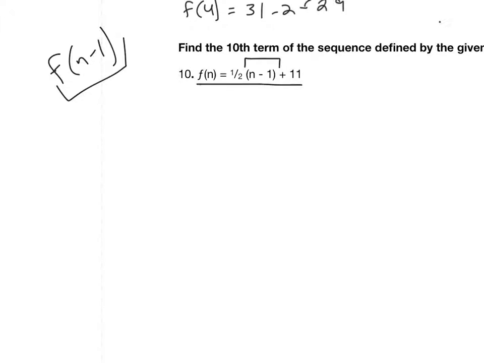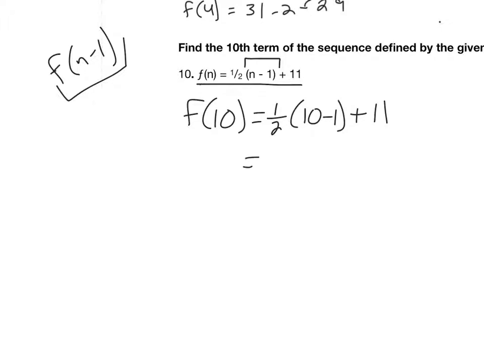When it's explicit, if you want to find the 10th term, all you need to do is plug in 10. So that's going to be 1/2 times 10 minus 1 plus 11. Well, 10 minus 1 is 9, and 9 times 1/2 is 4.5. 4.5 plus 11 is 15.5. So the 10th term is 15.5. That's explicit. Explicit, you just need to plug in.